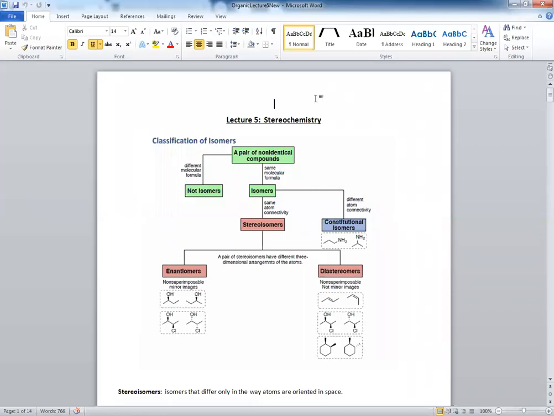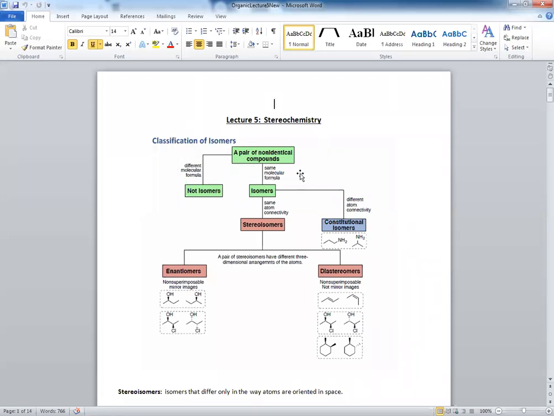Stereochemistry. It's the subject that deals with the 3D arrangement of molecules in space. This 3D arrangement can have a profound impact on the reactivity of the molecule and, of course, in other applications in biology, of course, in chemistry as well. So let's take a look at the classification of isomers. We already talked about some of those.